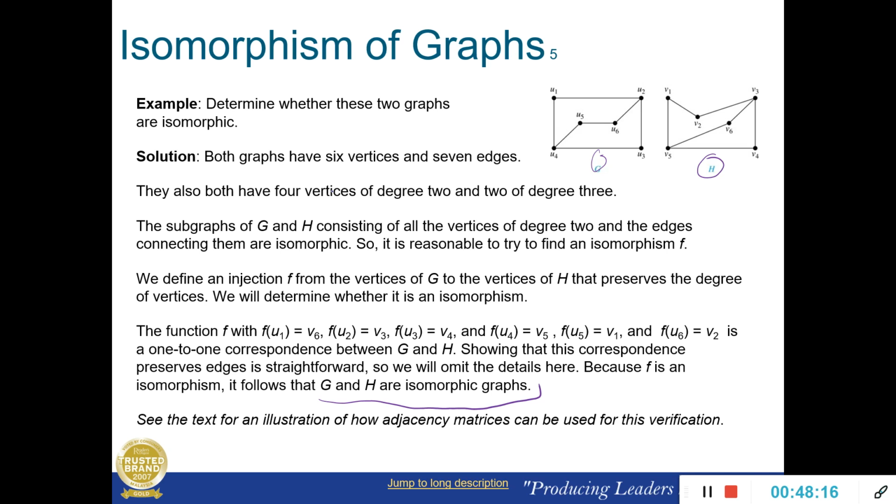Okay. It passed the number of vertices and number of edges, passed the vertex degree as well, and also it passed the check that the subgraphs of G and H consisting of all the vertices of degree 2 and the edges connecting them are isomorphic as well. So this graph G and H can be represented as a similar graph, or isomorphic graph.